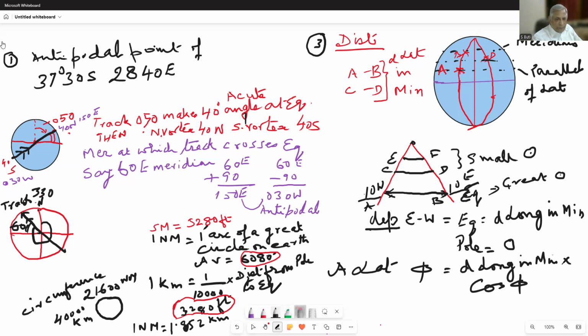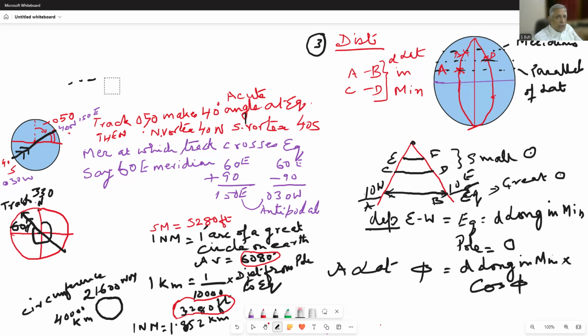Next, we will cover today what is a north and a south vortex. That is a track, a great circle track, that is crossing the equator, a great circle track, which is the northernmost latitude and longitude, and which will be the southernmost latitude and longitude known as north vortex and south vortex.